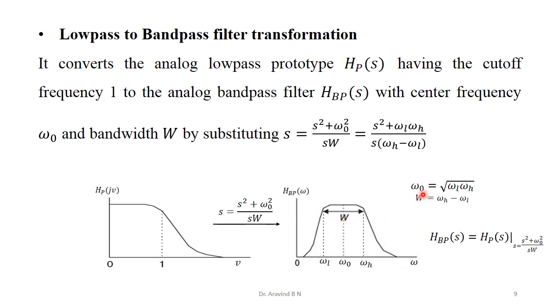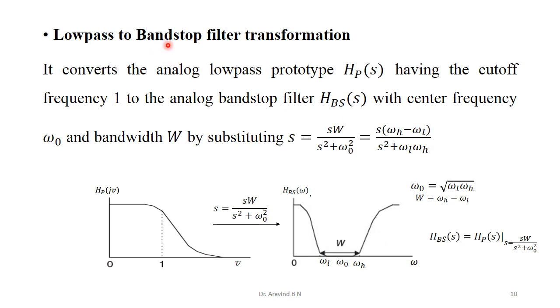Now defining the omega naught, it is square root of omega L into omega H, bandwidth W is omega H minus omega L. Now in place of omega naught and W, if we make these substitutions, then we are going to get S square plus omega L omega H divided by S into omega H minus omega L.